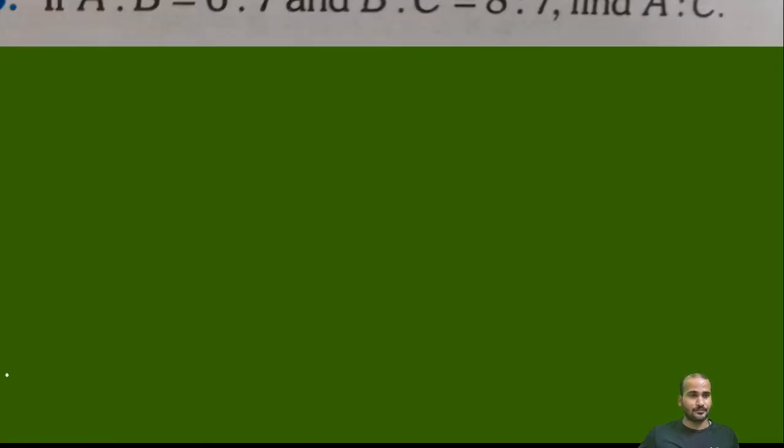Okay, now jump on question number 6. If A is to B is equal to 6 ratio 7 and B is to C is equal to 8 ratio 7, find A is to C. That's a very easy way, and I have two methods to solve that question. Just look at the first method. I'm just solving by the first method.